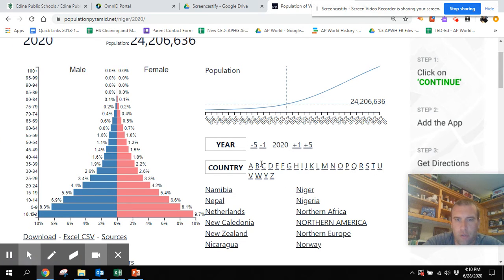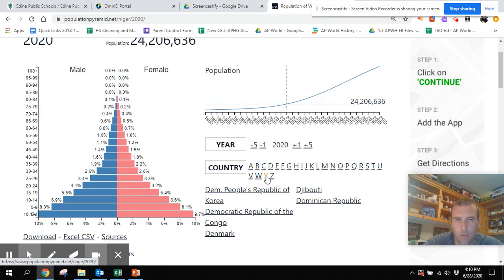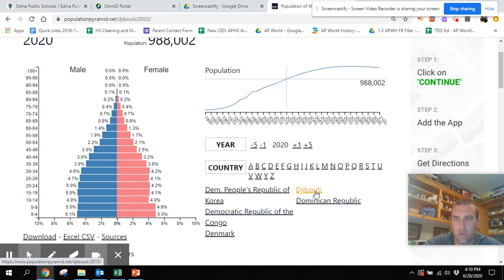So I want you to think here for a second. I'm just going to go to a random country. Let's try Djibouti. What stage is this one in? Pretty clearly stage 2. Still have pretty high growth rates here. The base is still wider, but it's getting towards the end of stage 2. You see here the 20 to 45 and the 0 to 4 getting pretty similar. So you might be late stage 2, early stage 3.